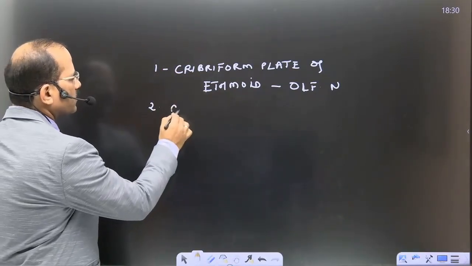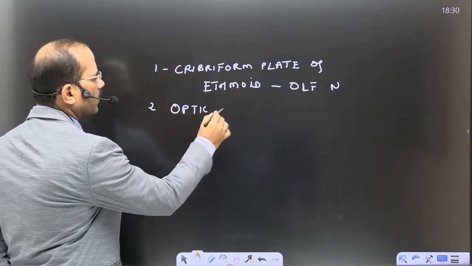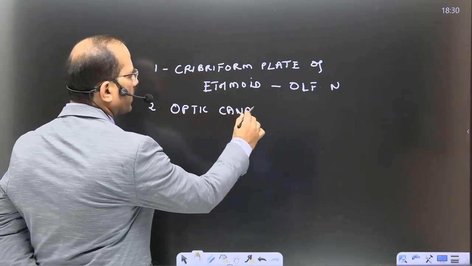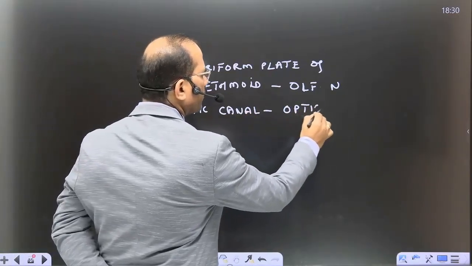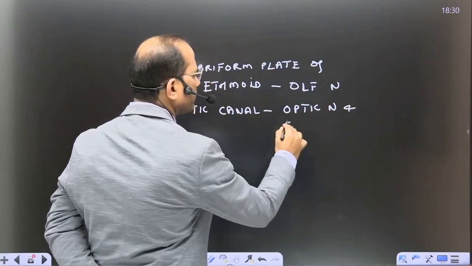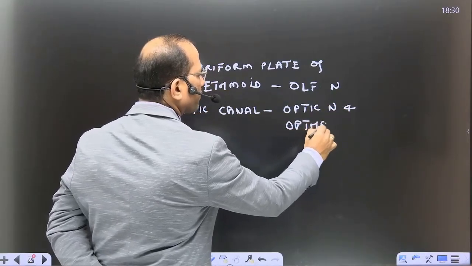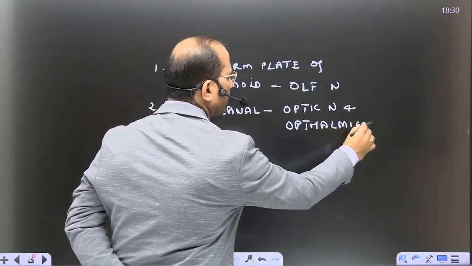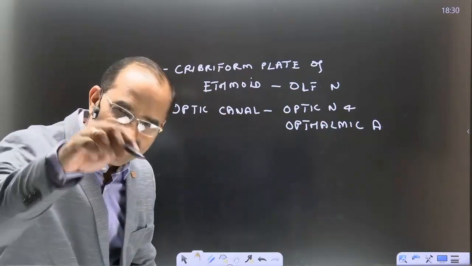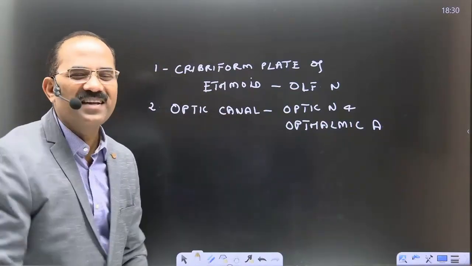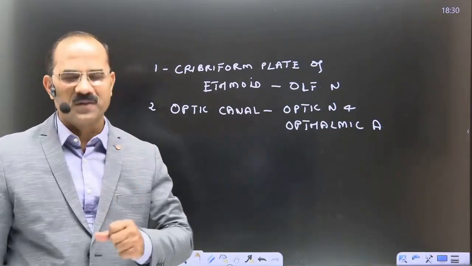Number 2 is the optic canal. What passes from there is the optic nerve and the ophthalmic artery. This ophthalmic artery is a branch of the internal carotid, not the external carotid.